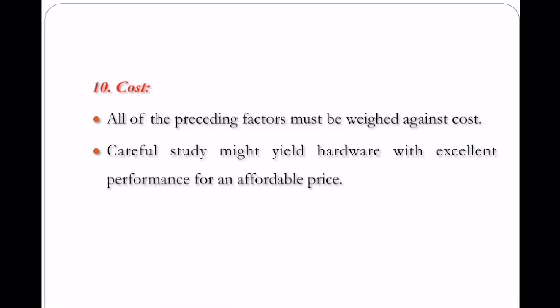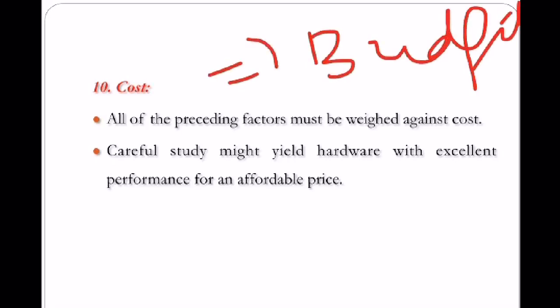All of the preceding factors, or 9 factors, must be weighed against cost. Careful study might yield hardware with excellent performance for an affordable price. So we have to see our budget and also the price of the equipment. So when you purchase new hardware for a business enterprise, we have to consider such factors, or 10 most important variables.